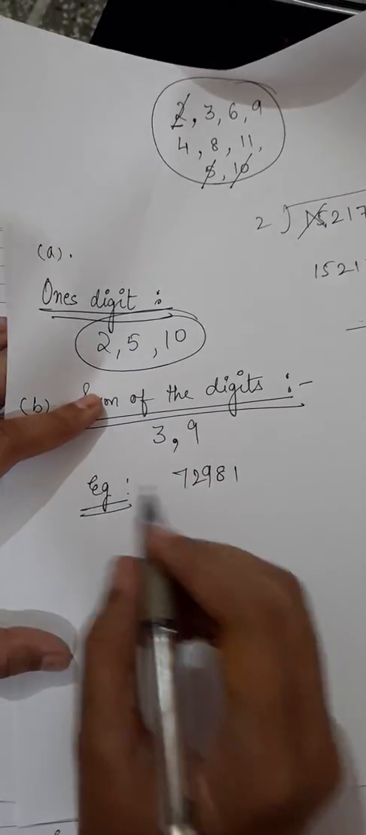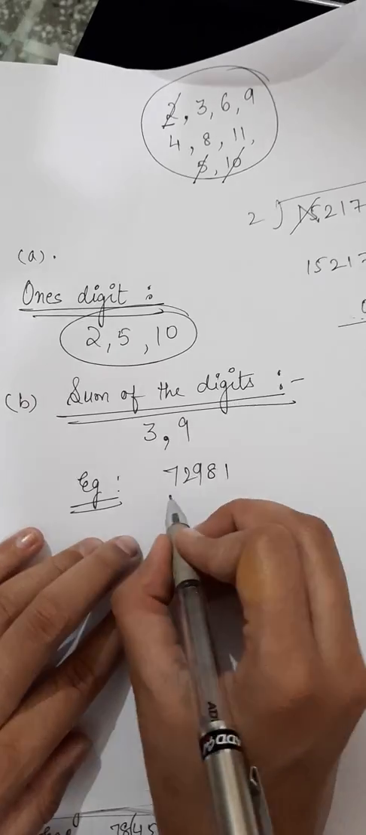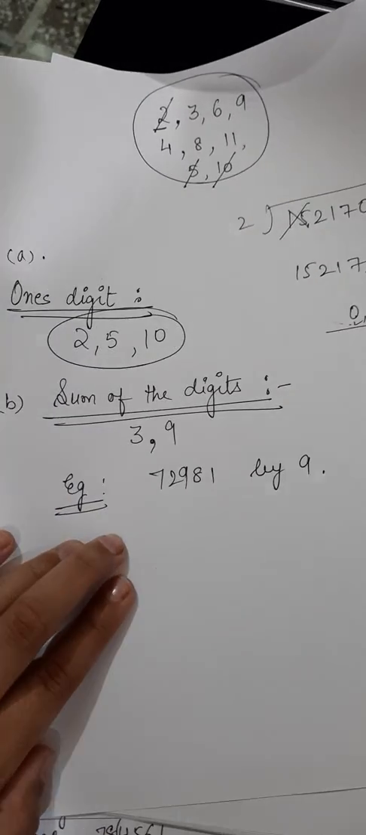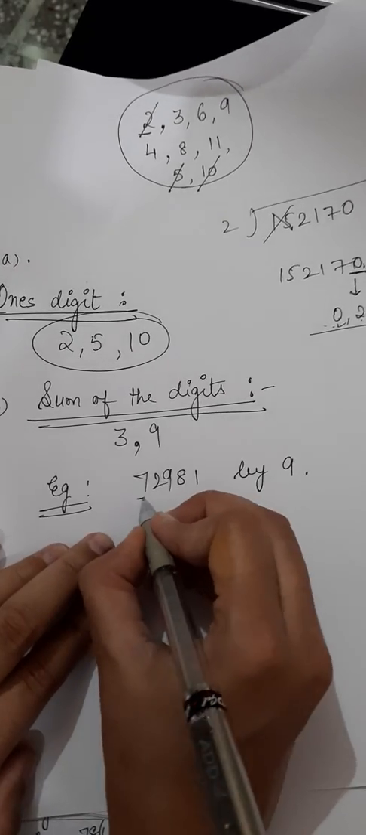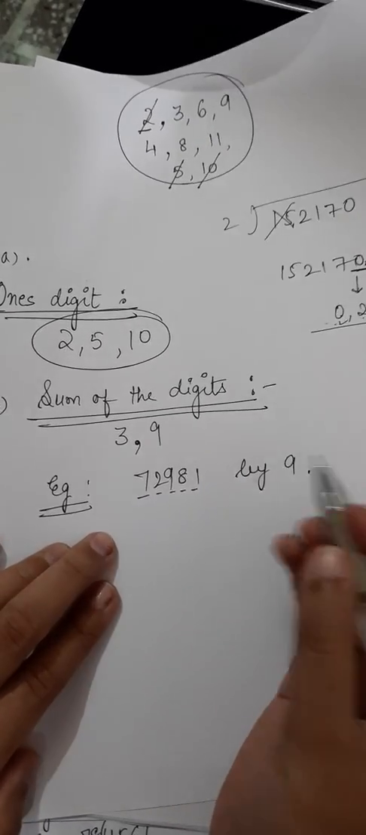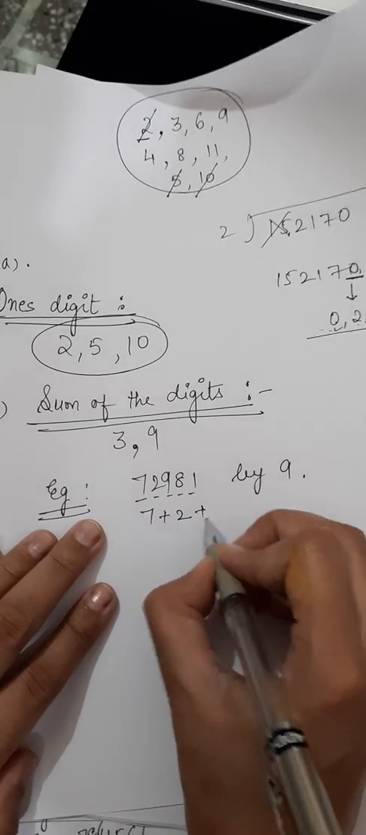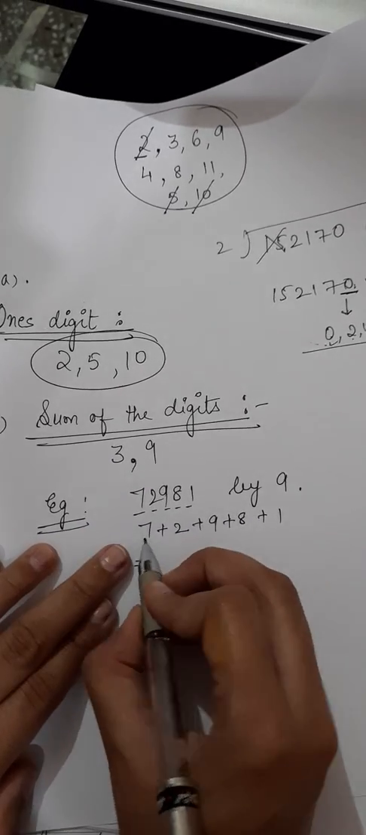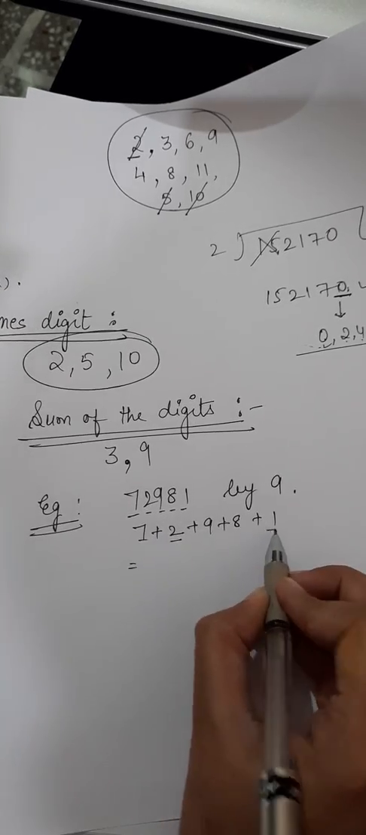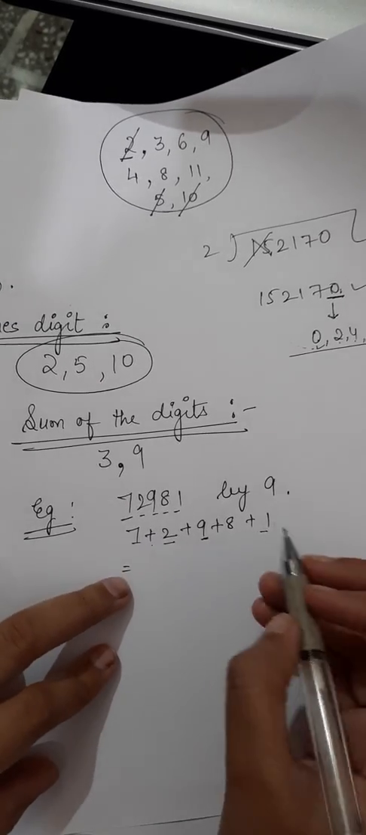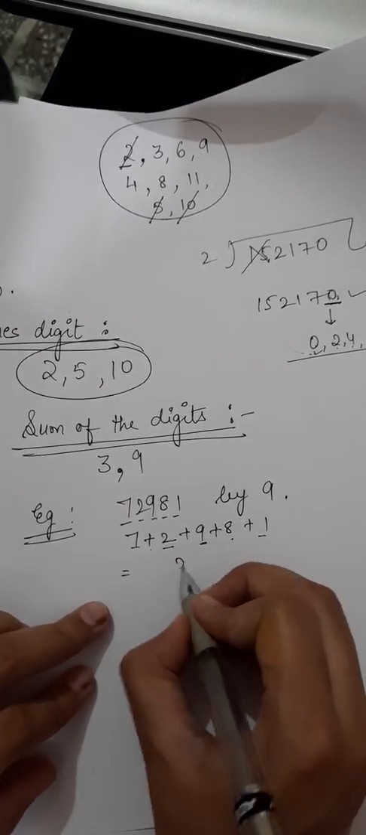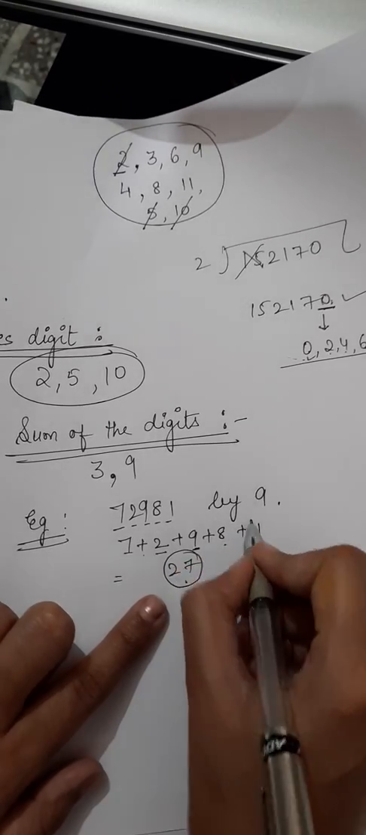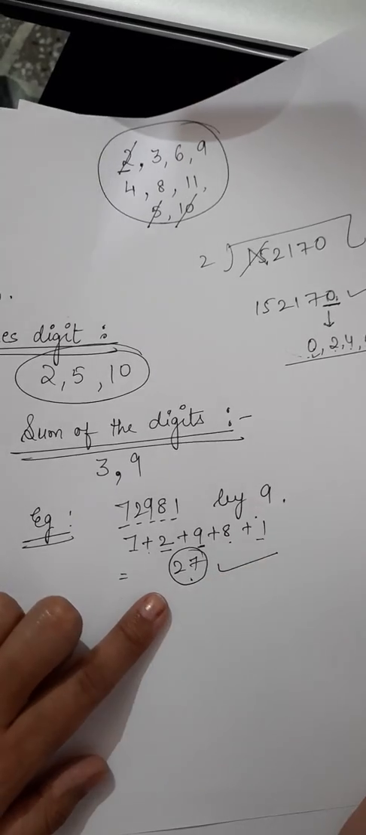72981. Now what you are going to do, I am asking you whether this big number is divisible by 9 or not. What you are going to do here is you are going to add the digits 7 plus 2 plus 9 plus 8 plus 1. Add them all. 7 plus 2 plus 1 is 10, 10 plus 9 is 19, 19 plus 8 is 27. Now this 27, just tell me, is it going on the table of 9?